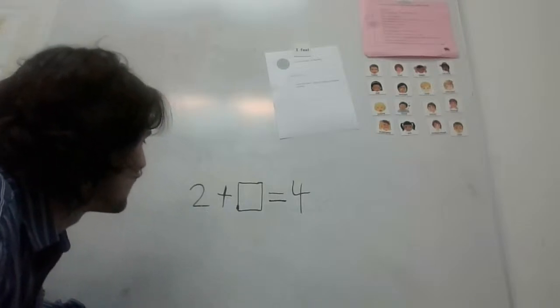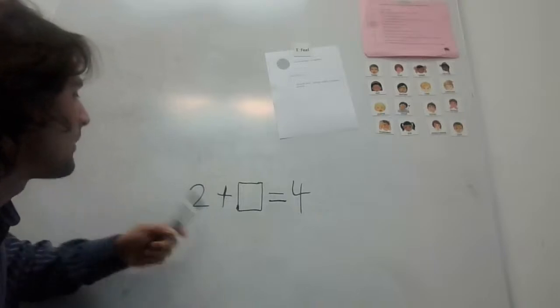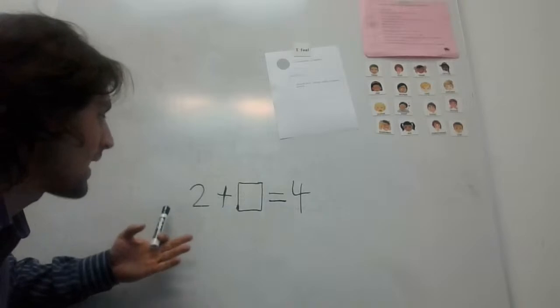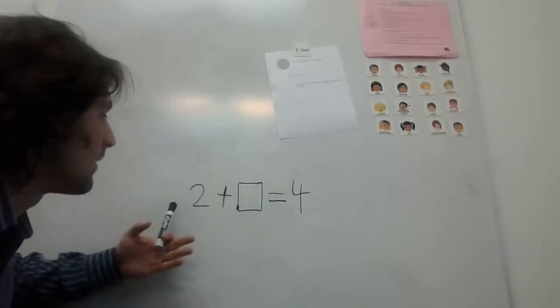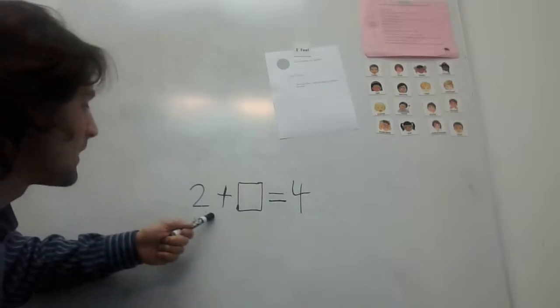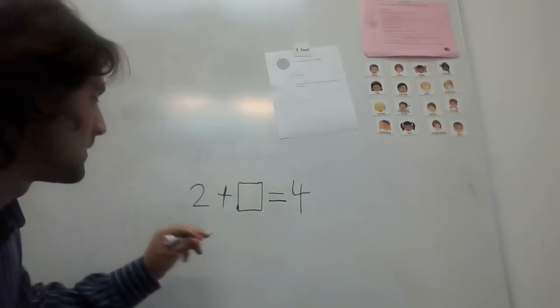Now to give you a hint, whatever the operation is, to find the missing addend, we do the opposite of whatever the operation is. So if the problem is an addition problem, we have to subtract to find the answer. If the problem was a subtraction problem, we would have to add to find the answer. So we have an addition problem here, so in order to find the missing number, we have to subtract.